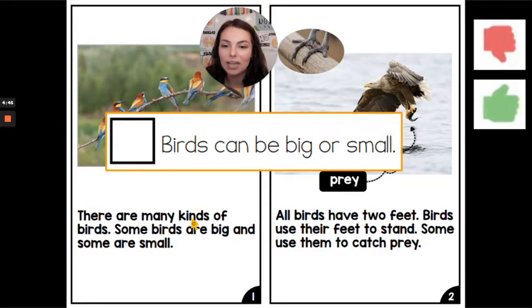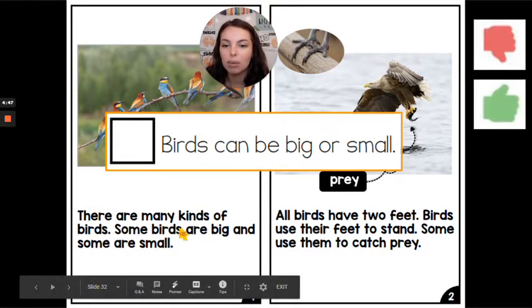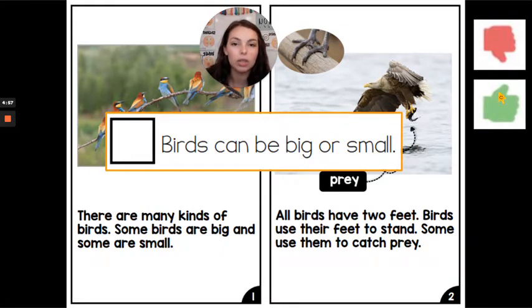There are many kinds of birds. Some birds are big, okay, both are big, and some are small. So yes, birds can be big or small. So then I'm going to click on the green thumbs up and drag it over here to the box.